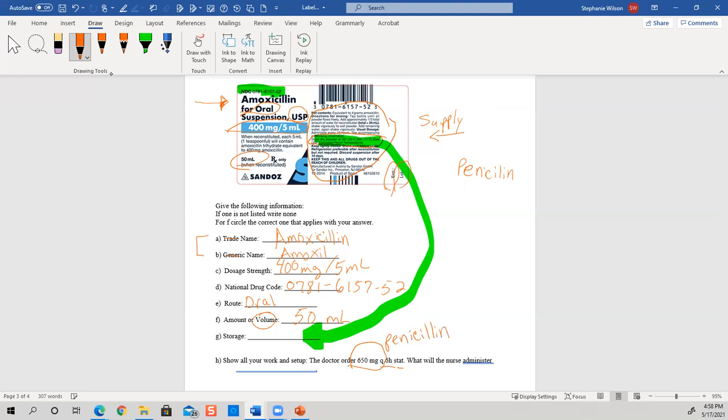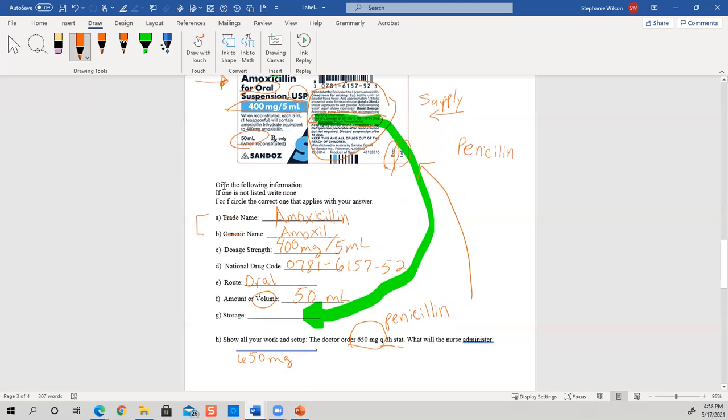Okay. And you go to the pharmacy and they give you this right here. They give you amoxicillin, 450 milligrams per 5 milliliters. So now we have to figure out how much to give. We're going to take our order, which is 650 milligrams. And what do we have as the dosage strength of the supply? Well, it is milligrams per milliliter. So milligrams and milligrams reduce. We don't need a conversion, right?